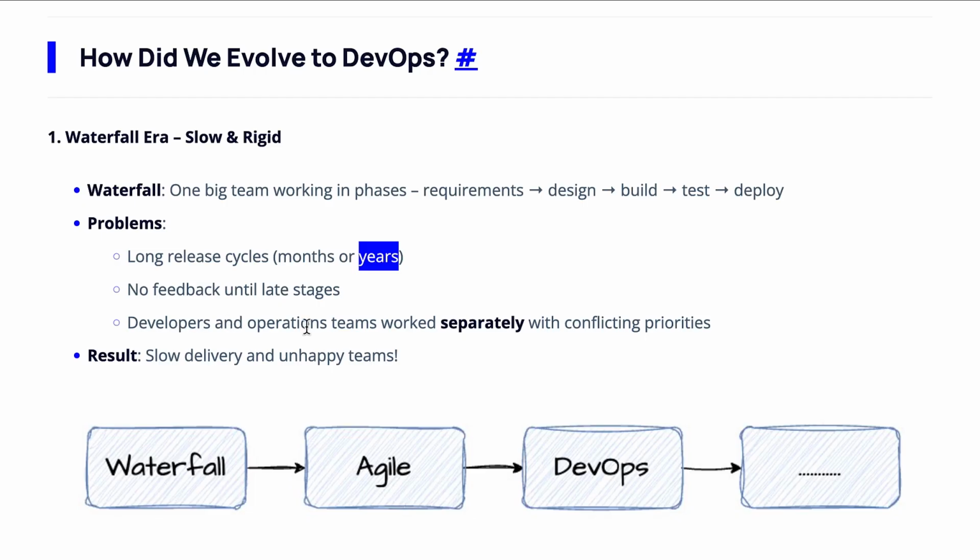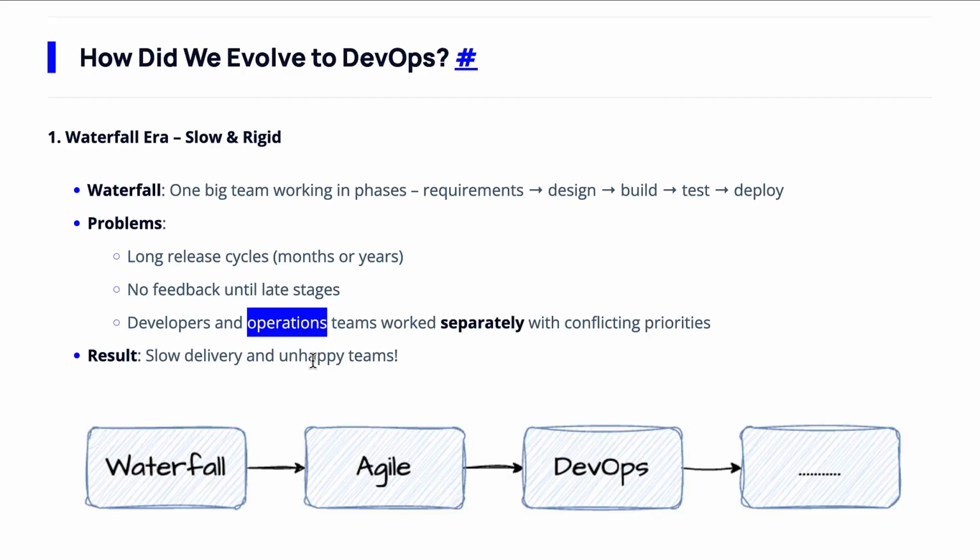The development and the operations teams worked separately with conflicting priorities. The goal of the development team is to build as many features as possible and take them to production. However, the goal of the operations team is to keep the production environment stable. And there is a conflict, because if you make too many changes, then the production environment will not be stable. So developers and operations team worked separately, and they had conflicting priorities. And this resulted in slow delivery and unhappy teams.